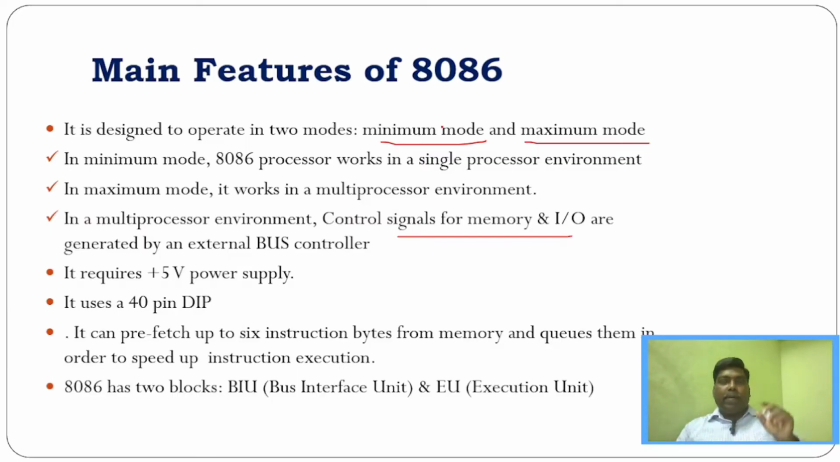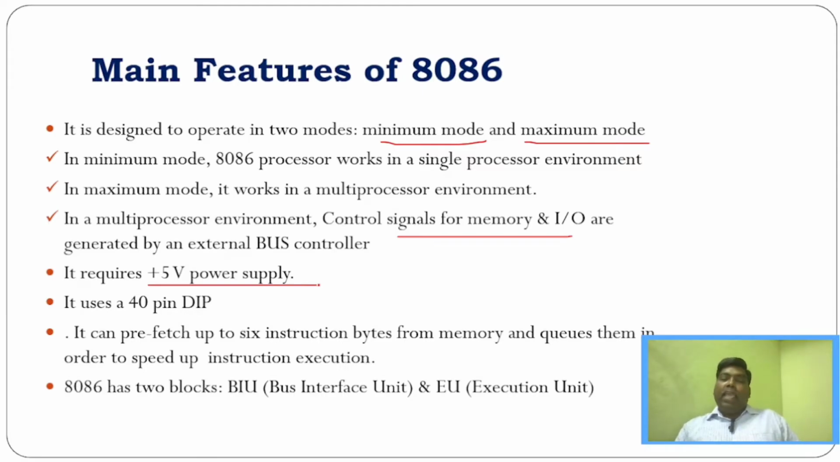Apart from it, the power supply we use is a 5-volt power supply, and we have 2 ground pins in 8086 to reduce the power dissipation to the minimum. It is a 40 pin IC, as I said.